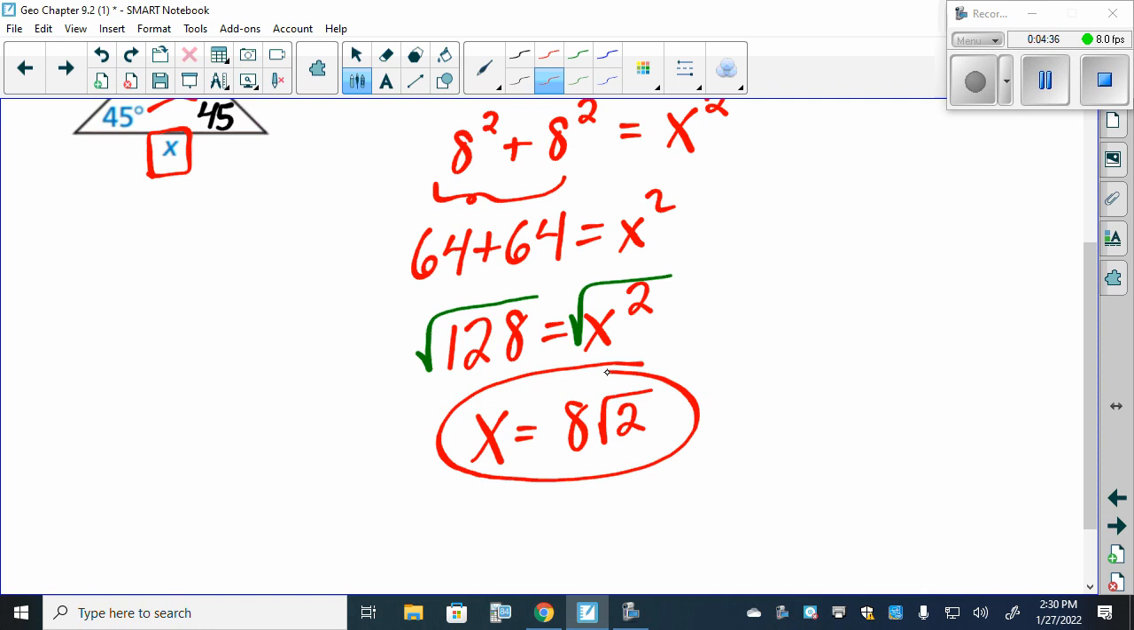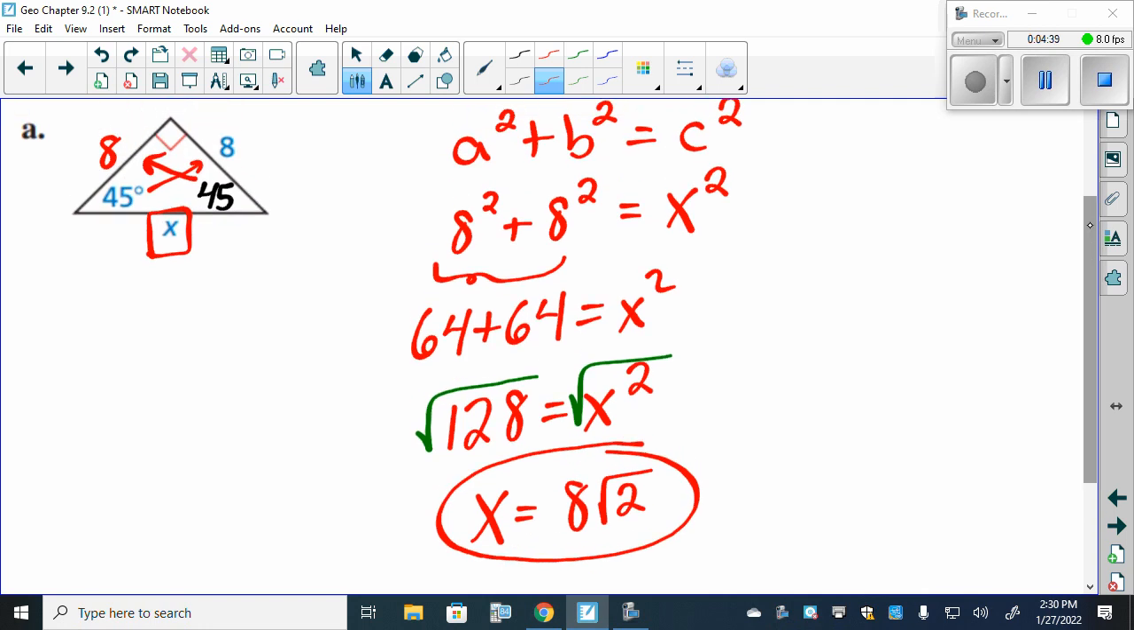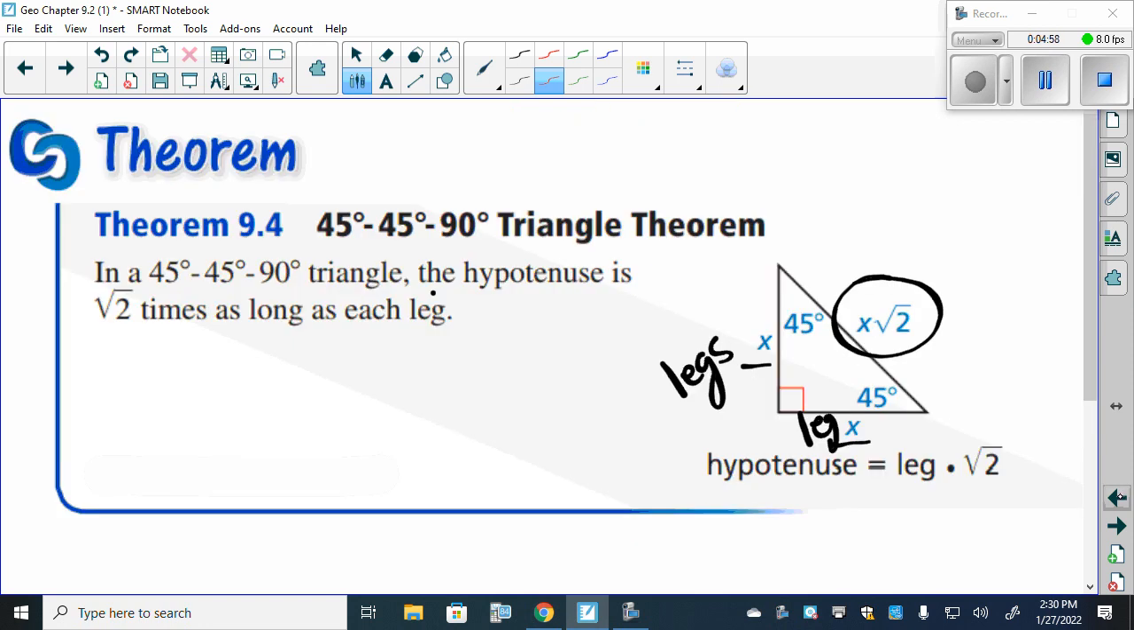So how could you turn that into just a regular old number? The button above enter, the approximation. But we're going to leave all these with the square root because it does work out to be the same. Because if we look back at the theorem, in a 45, 45, 90 right triangle, the hypotenuse is the square root of 2 times as long as each leg.